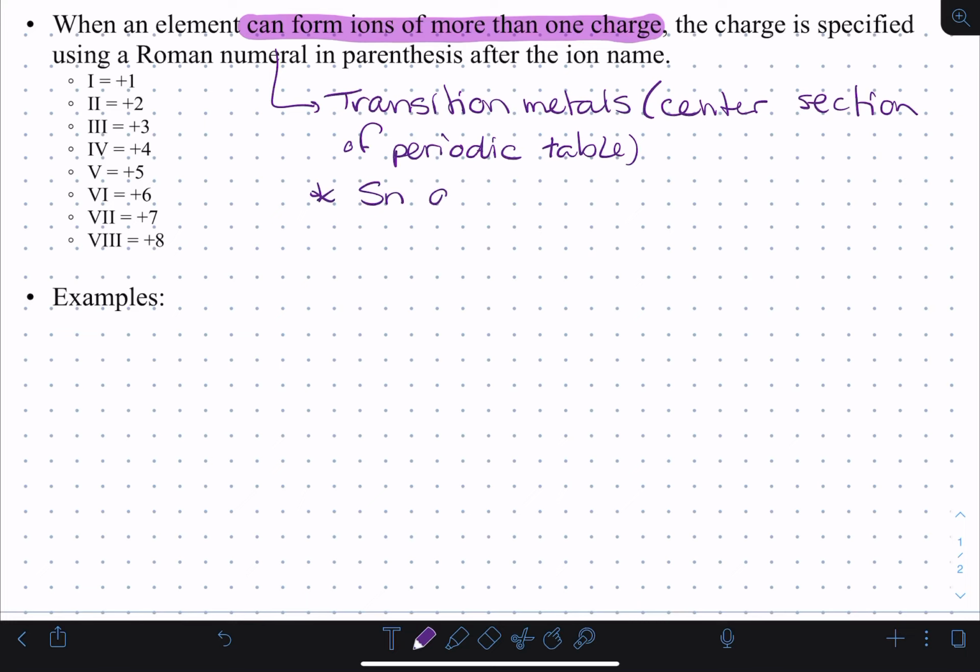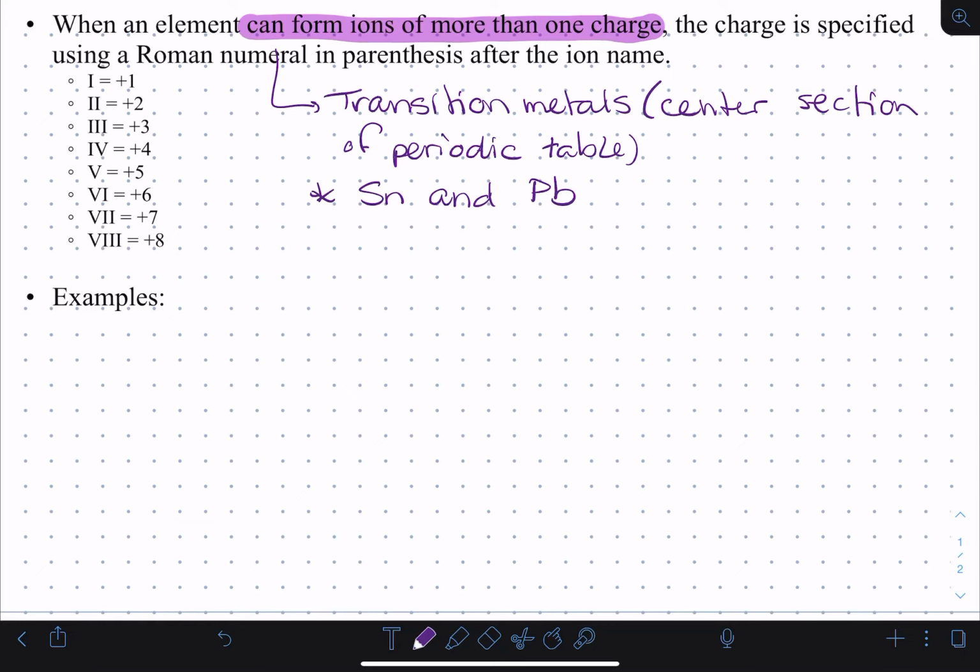Tin and lead also. Most of that group, so tin and lead were in the carbon family, and I said most of that group doesn't typically form ions, but tin and lead do, and they can be either +2 or +4. And most of the transition metals also have multiple options for what charge they can form. So when that's the case, we need to specify which charge our ion has.